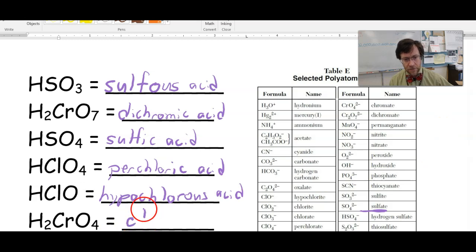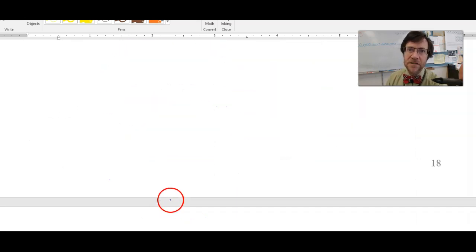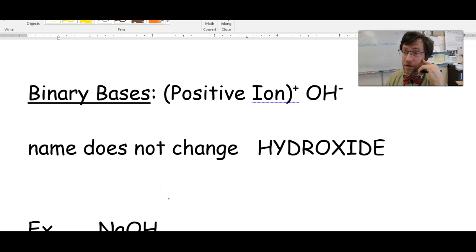H2CrO4. Oh, that's right there. Chromate. Ate to ic. See? Right here we have the chromate. Ate to ic. Chromic. Easy peasy, guys. No worries at all. That's so easy, as long as you have that reference table. Man, if you don't have that reference table, it's going to get really hard.